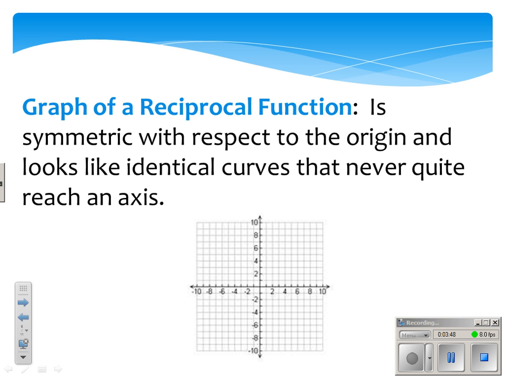The graph of a reciprocal function. A reciprocal function would be something like f of x is equal to 1 over x. Keeping that reciprocal thought in mind, the reciprocal function is also going to be symmetric with respect to the origin. It looks like identical curves that never quite reach an axis. So something kind of like this, but they never quite get to those axes marks. And of course, if it's symmetrical, it's going to have a buddy on the other side as well.